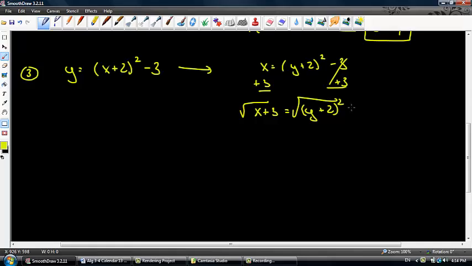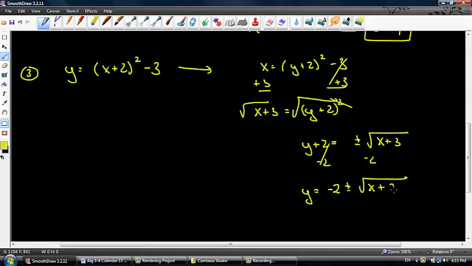And I'm going to go and take the square root of everything. y plus 2 equals, I'm going to move this to the other side, so it's going to be plus or minus the square root of x plus 3. And I'm going to go ahead and subtract 2 from both sides. So what I get is y equals negative 2 plus or minus the square root of x plus 3.